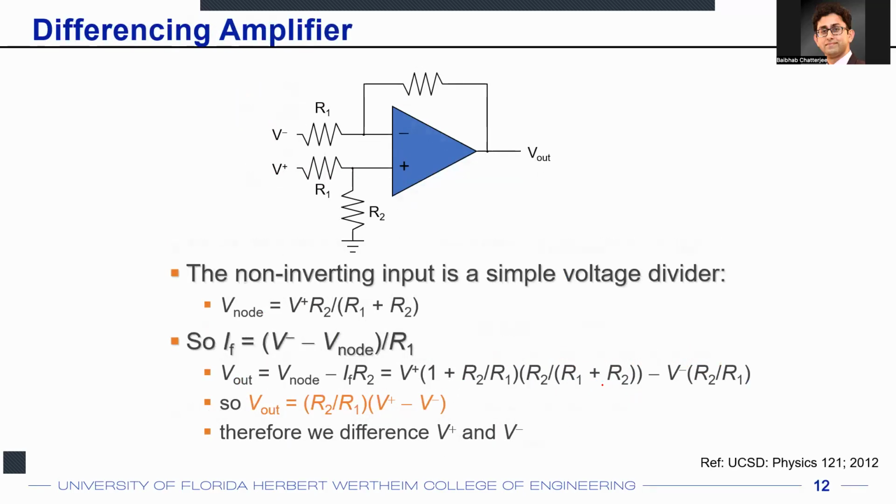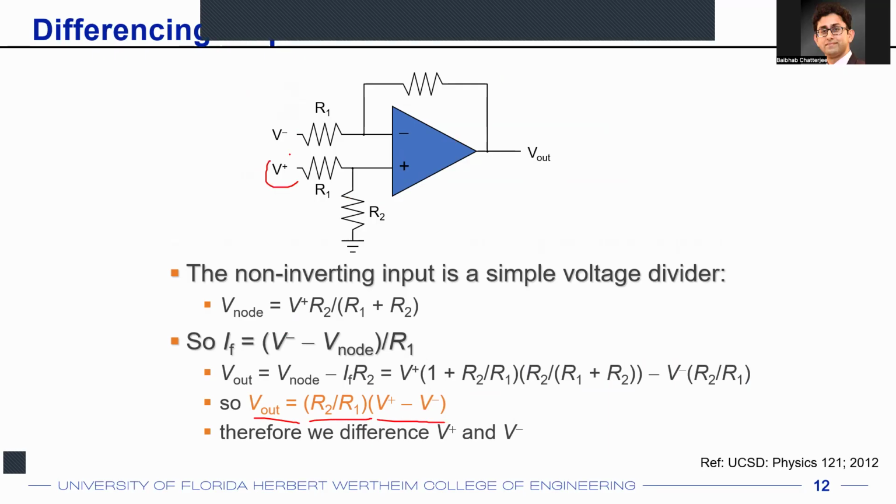You can also have a difference amplifier. Again, this is the circuit for your difference amplifier, and your output voltage will look like R2 over R1 times (V plus minus V minus), where V plus is the voltage that you're connecting to the plus terminal, and V minus is the voltage that you're connecting over here. The output voltage will be proportional to the difference of those two voltages in this case.